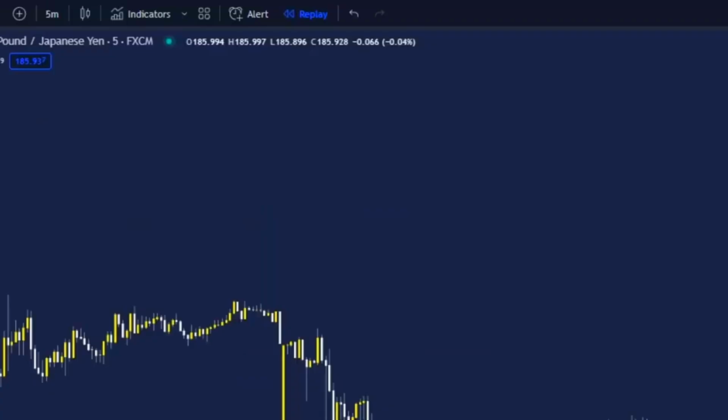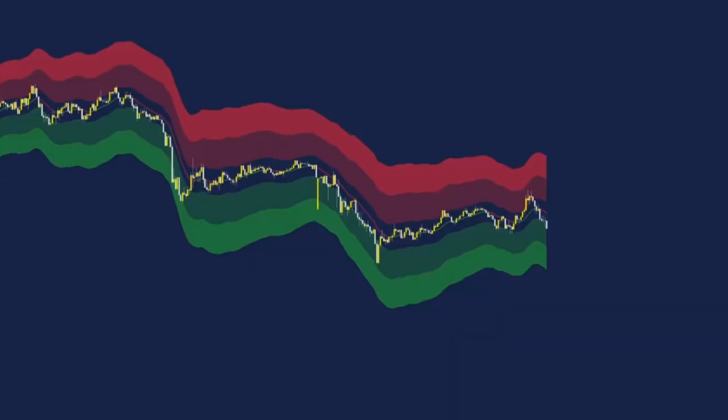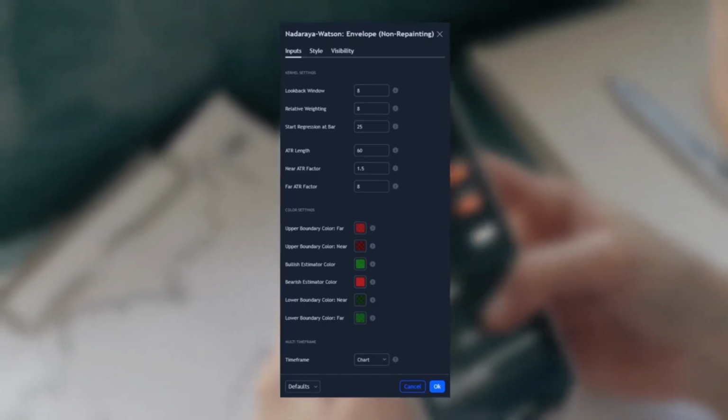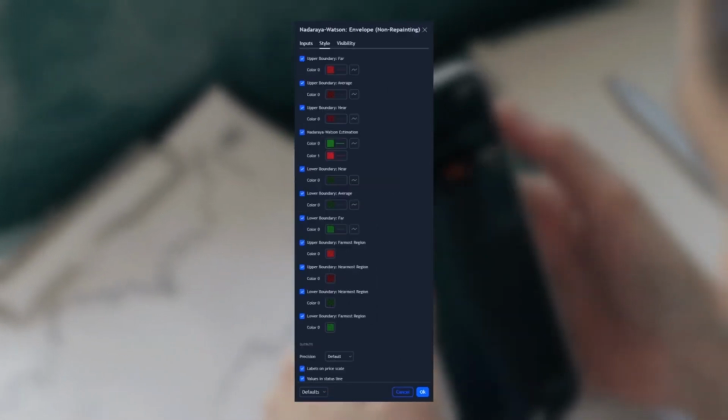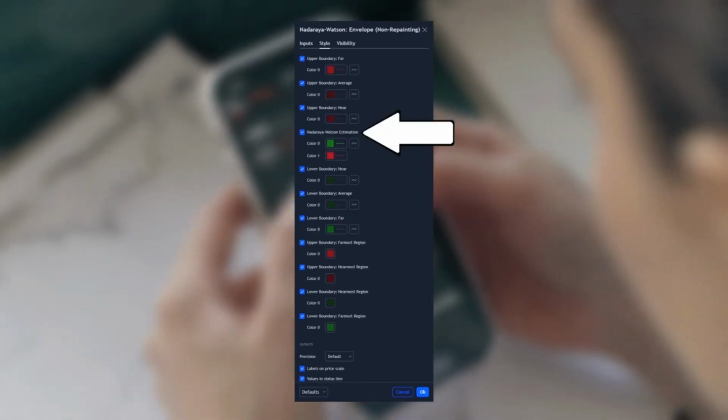The first thing we're going to want to do is head up to indicators at the top. Type in Nadaraya Watson, and it is the Nadaraya Watson envelope non-repainting by JDE Haughty. Now, when you add it to your chart, it should look like this, but we're going to change it a little bit. So we're going to click on the settings, leave all of the inputs the same, and then go to style. And we're going to untick all of these boxes, and we're only going to leave the Nadaraya Watson estimation.